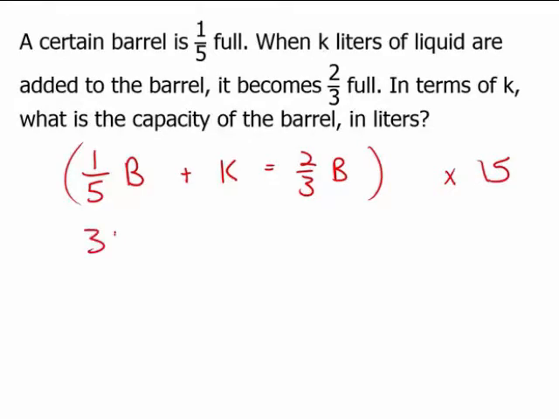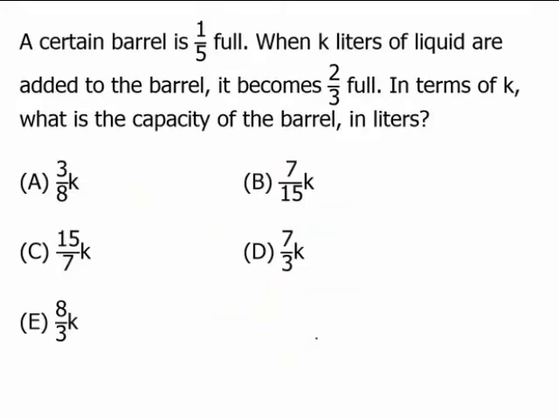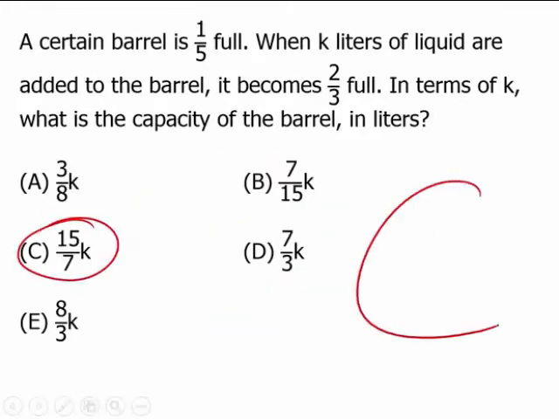So here we'd get 3B plus 15K equals, and 2/3 times 15, 15 divided by 3 is 5, 2 times 5 is 10, so that's 10B. So 15K equals 7B, and we want to solve for B, so divide both sides by 7. 15 over 7 times K equals B. We want 15 over 7K. 15 over 7K, answer choice C.